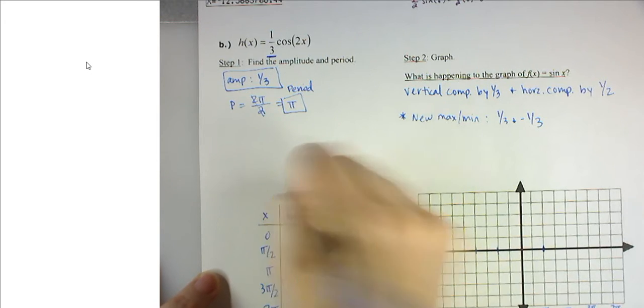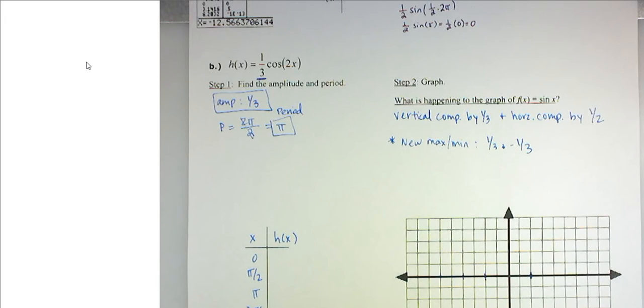But you can also plug these in. So 2 times 0 is 0. The cosine of 0 is 1. 1 times 1/3 is 1/3. So this is now starting at the new maximum, which is 1/3.